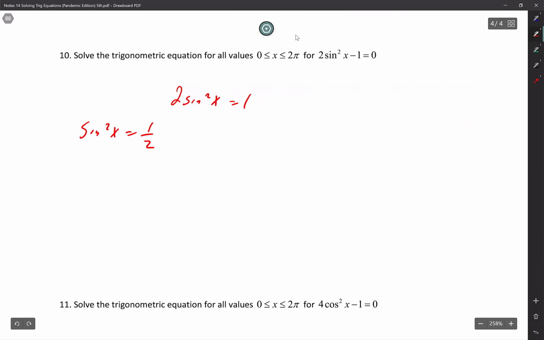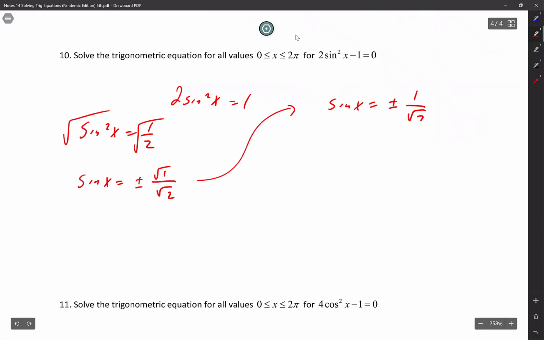Don't do anything yet. We're going to take the square root of it because I don't want sine squared, I just want sine. So sine x equals plus minus the square root of 1 over the square root of 2. Maybe you recognize it, maybe you don't. I'm going to multiply by the square root of 2 over the square root of 2. Sine x equals plus minus square root of 2 over 2.